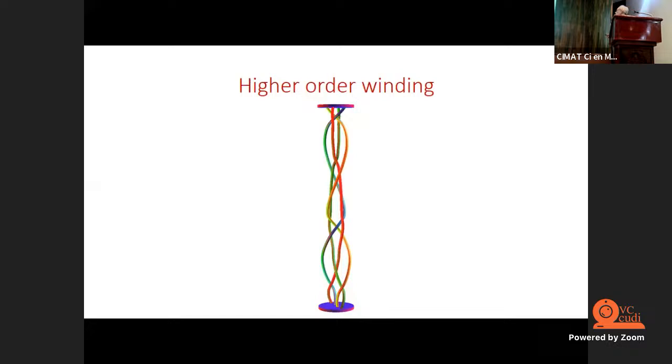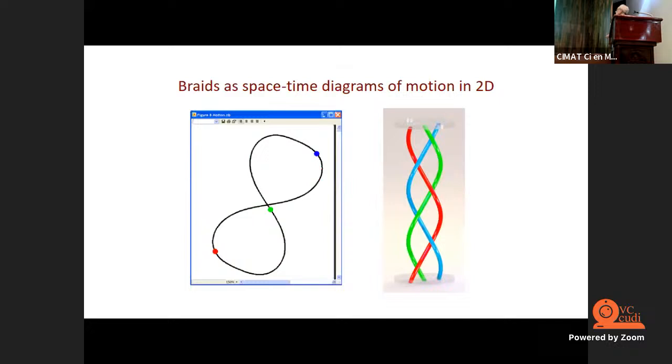So I want to spend a few minutes talking about higher order linking and whether there are continuous alternatives to the sort of higher order linking numbers that might be used for quantum mean brains.